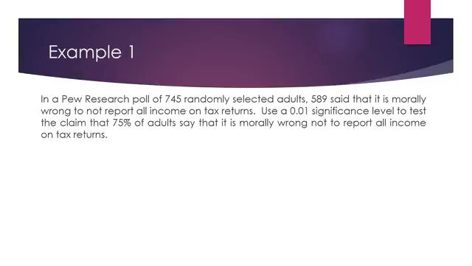So the first question, example 1: in a research poll of 745 randomly selected adults, 589 said that it is morally wrong not to report all income on tax returns. Use a 0.01 significance level to test the claim that 75% of adults say that it is morally wrong not to report all income on tax returns.